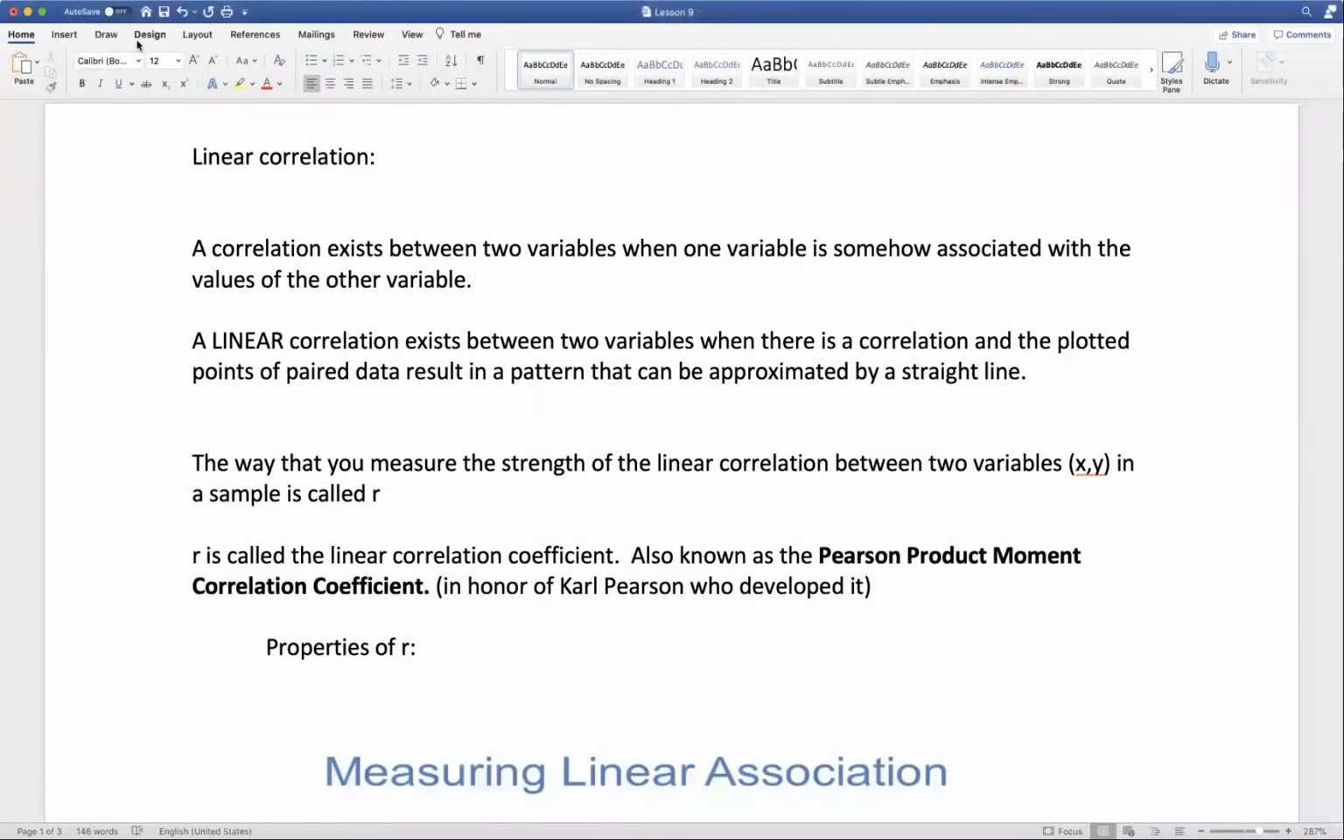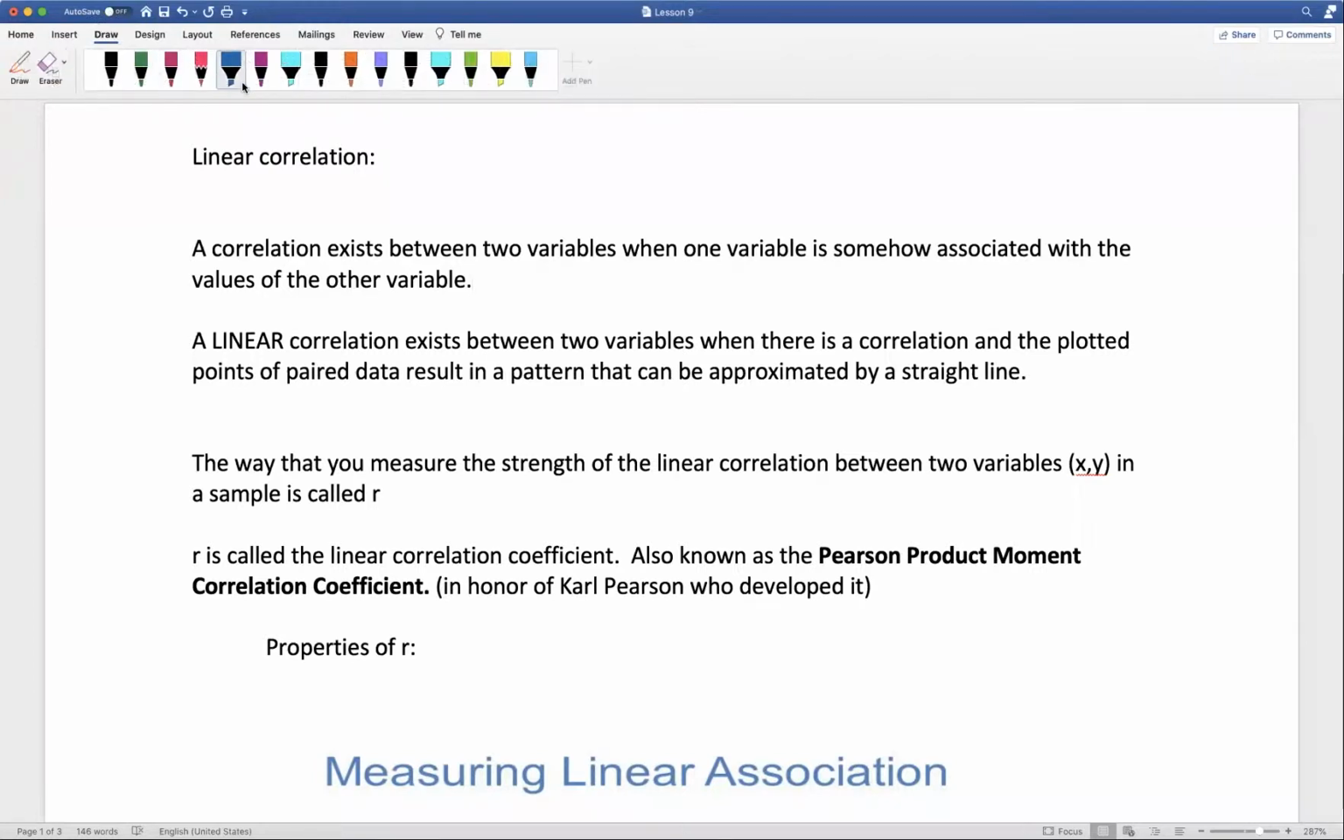So this section is about something that we call linear correlation. And the one thing you really need to see in the word linear correlation, or the important part of the word linear correlation, is the line. And we're going to get back to that in one second.